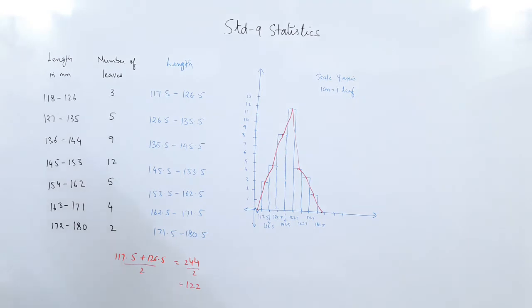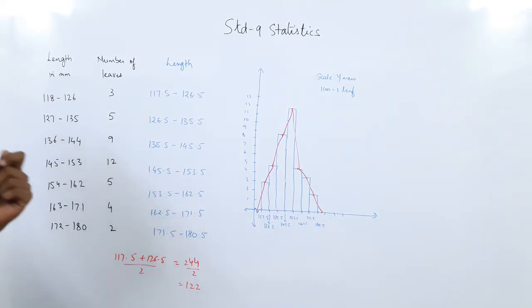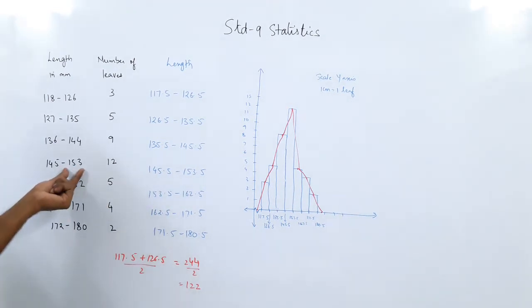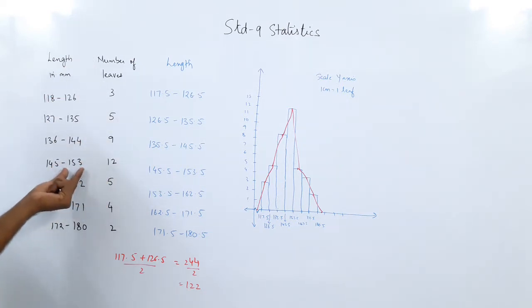No. Why? Because these leaves have got a reading between 144.5 and 153.5, but you cannot say for sure that it is 153. You cannot do that. What is the question asked? That the maximum number of leaves are 153 millimeter long. You cannot say that for surety. Why? The measurement of the leaf can be anywhere between 144 and 153. So the third answer is false. You cannot do that because the length can be anything in between.